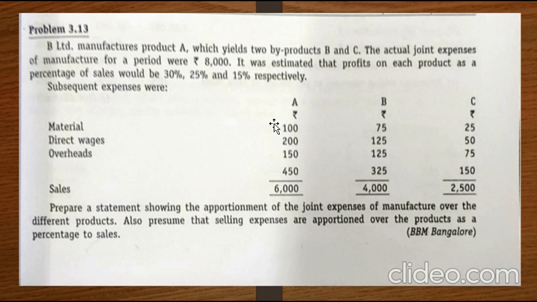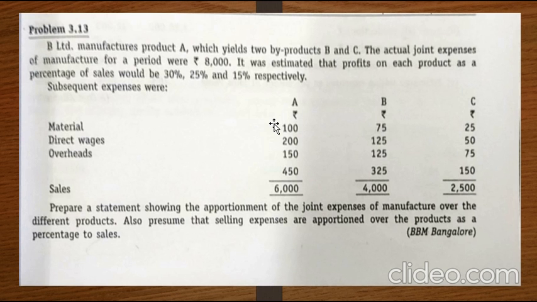So we have learned joint products and the different methods of joint product costing. We will be using mostly the net realizable or reversible method of joint process costing. How is it done? Net realizable is sales minus profit, then you get the cost. From that cost you will minus all your selling expenses. From that you will minus your subsequent expenses.